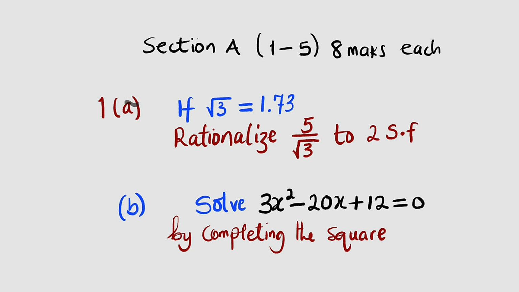The first question, we have A and B, and the A part says if root 3 is equal to 1.73, we're asked to rationalize 5 divided by root 3 to 2 significant figures. This question is very simple. You can just use your calculator, take 5 and divide by 1.73 because root 3 has been given as 1.73. Okay, let's do that.